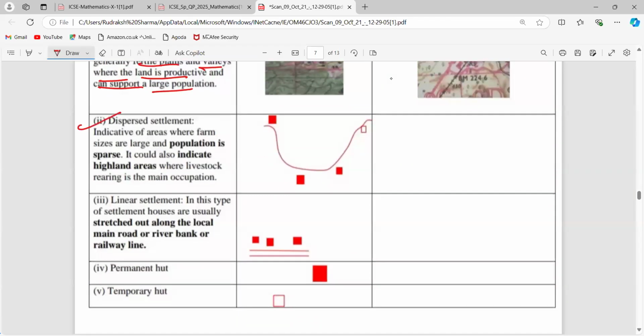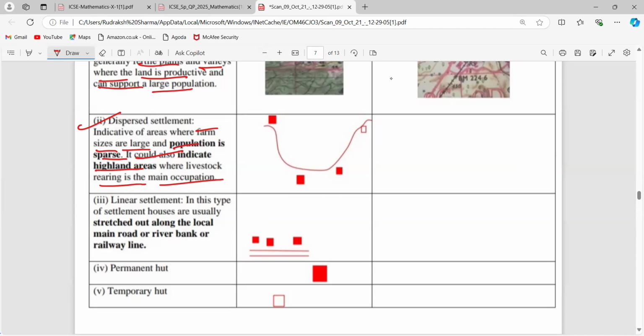Dispersed settlement indicates an area where farm sizes are large and population is sparse. It could also indicate highland areas. As I said, Kashmir is a highland area, and it's not possible for each and everyone to live at such high altitudes where livestock rearing is the main occupation. It's not that the soil of Kashmir is infertile. There are many things grown there, but not the basic things like wheat, rice, bajra, jowar; all the basic things we are not able to grow there. Many fruits and other things are grown.